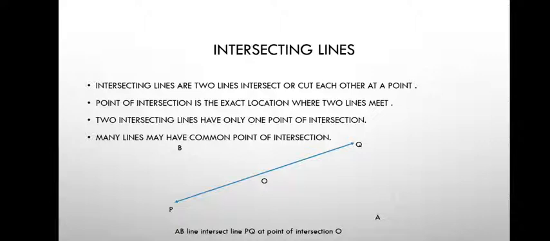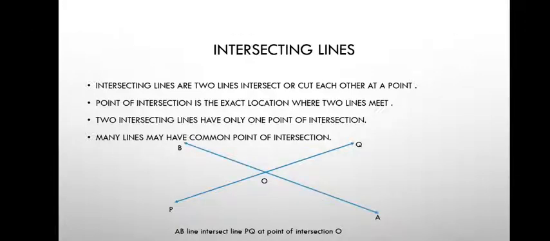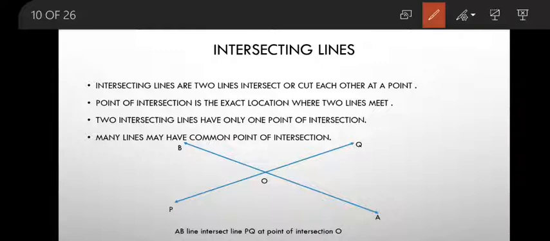Let us consider this is a line PQ, and another line AB crosses this line at point O. So this point O will be considered the point of intersection, and these two lines are considered intersecting lines.